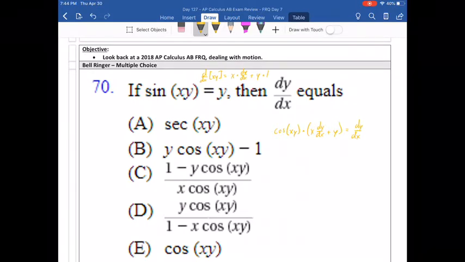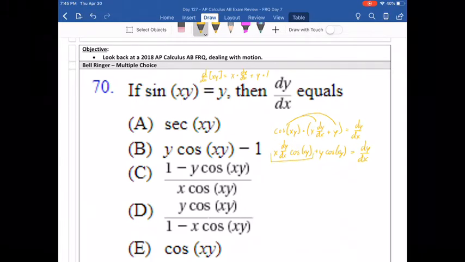All right. So recall, in situations like this where we have to do implicit differentiation, it's recommended that you get the dy/dx terms on one side of the equation. To do that, let's first distribute this cosine. So we have x dy/dx times the cosine of xy plus y times the cosine of xy equaling dy/dx. Now we're going to get this term to the other side by just subtracting it.